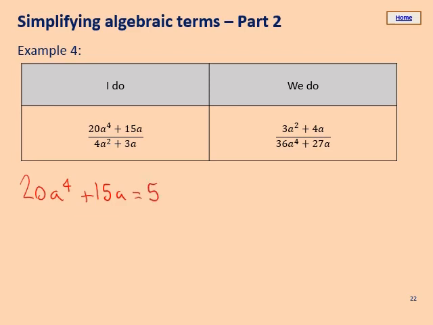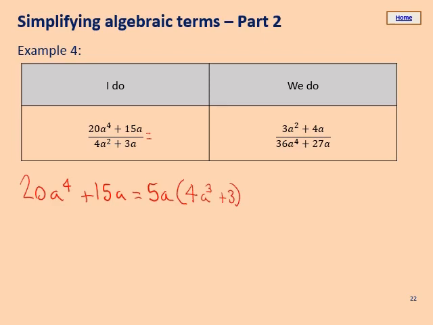But then look at a to the power 4 and a. What's the highest common factor of a to the power 4 and a? Have a think for a moment. It's actually just going to be a. So we can actually take an a outside the bracket here as well. Now, 20a to the power 4 divided by 5a is going to give me 4. Remember your laws of indices. a to the power 4 divided by a gives me a to the power 3. And then positive 15a divided by 5a is going to give me positive 3.